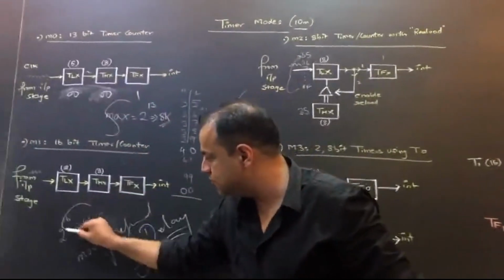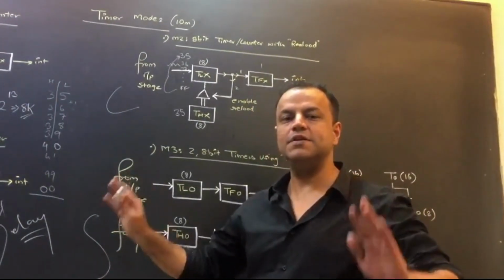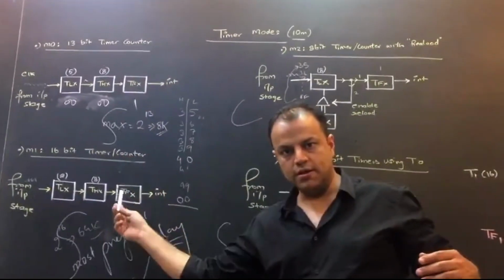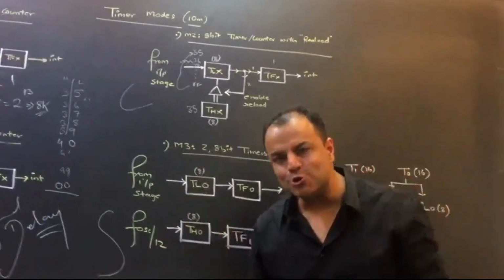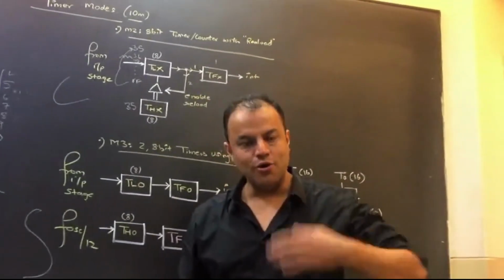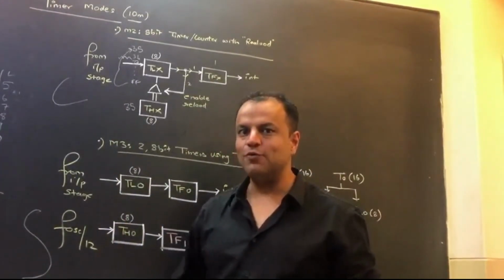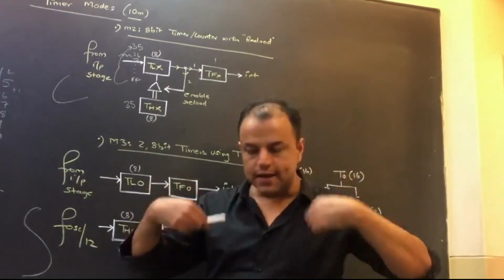All the other modes are single modes. Single modes means when they finish counting, they stop. I repeat, all other modes are single modes. When they finish counting, they stop. Did you hear me? On overflow, they stop. But this mode doesn't stop on overflow. The moment it overflows, it self-reloads and starts again and again and again.